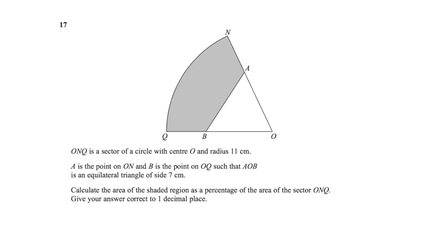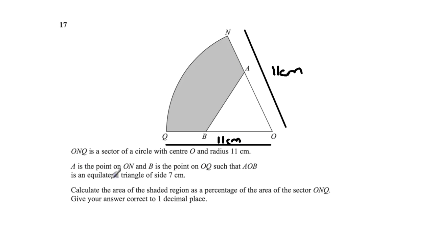So the first thing that I like to do is put all the information given to us in the question in the diagram. It says that the radius is 11 centimetres. So from O to N and O to Q, the radius is 11 centimetres. So I'm just going to write that down. ON and OQ is 11 centimetres.